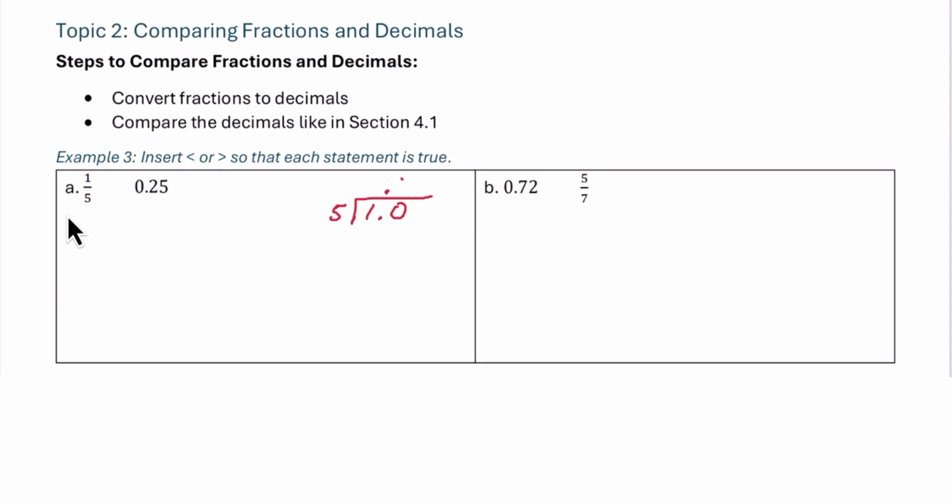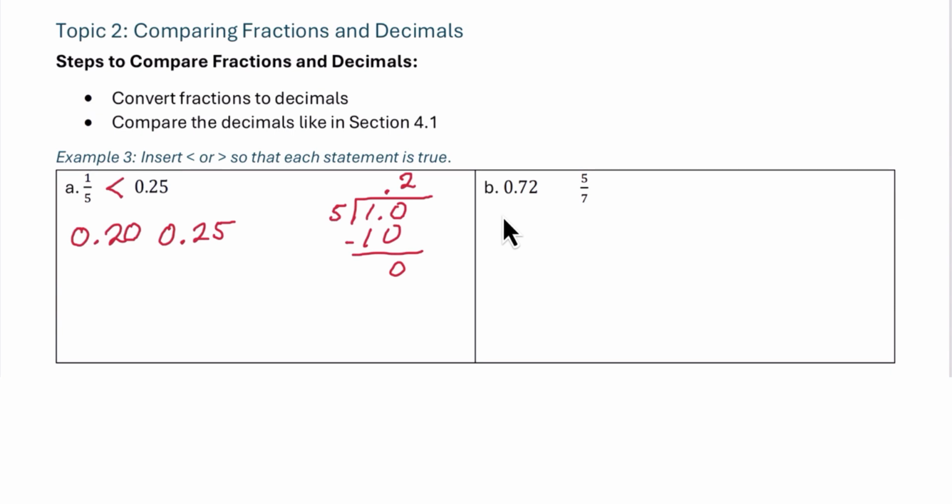5 goes into 10 2 times. 2 times 5 is 10. Subtract and we get a 0. So we have 2/10 compared to 25 hundredths. We can add a 0 beside the 2 to get the same number of decimal places. And now we're basically looking at 20 and 25. 20 is less than 25, so 1/5 is less than 25 hundredths.